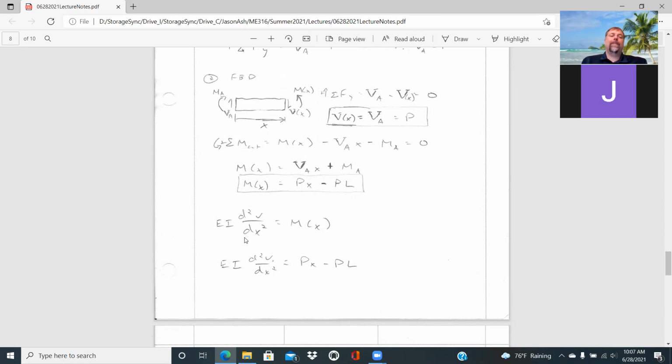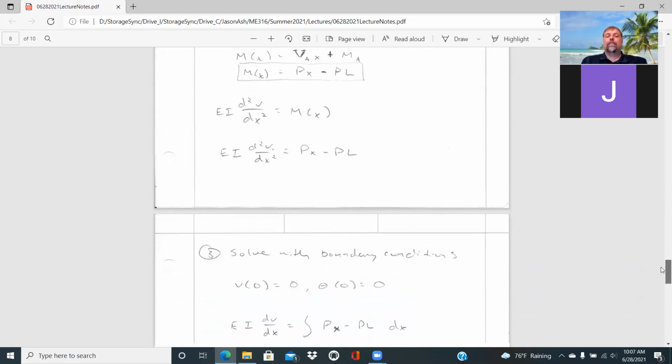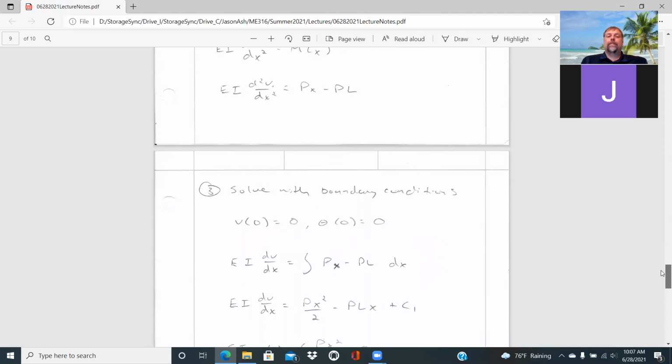EI d squared v dx squared is equal to your moment as a function of x. And we just solve for that as px minus pl. So that's now where we get our expressions as a function of x. And we can relate it back to the loading and the length of the beam. And now you can solve with your boundary conditions.